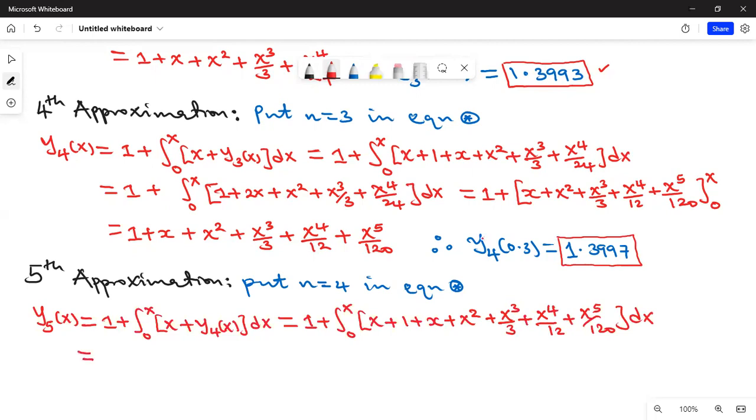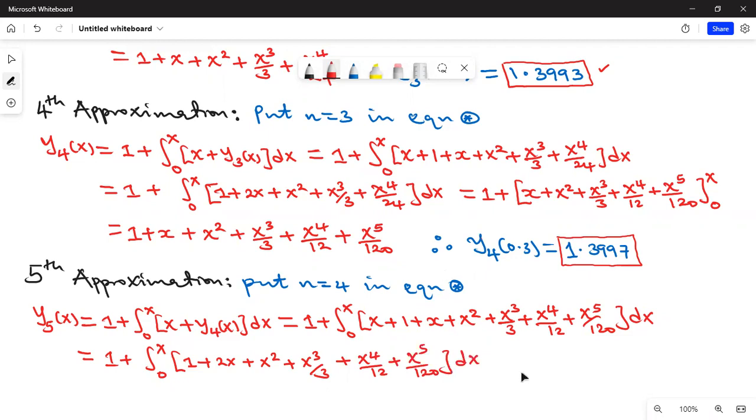If I simplify, we are going to get 1 plus the integral from 0 to x of 1 plus 2x plus x squared plus x cubed over 3 plus x raised to 4 over 12 plus x raised to 5 over 120 dx.